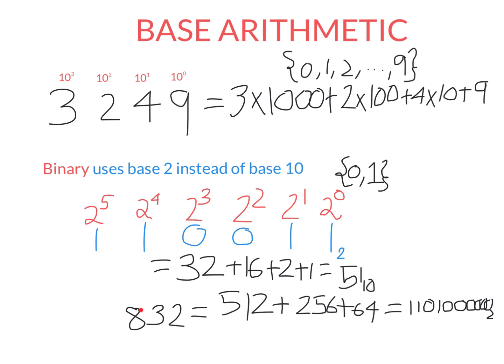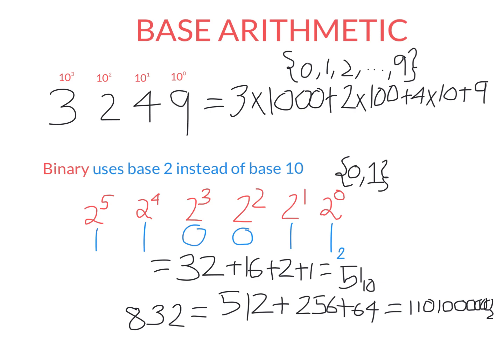So this number here, 832, is larger than 512. The highest power of 2 less than 832 is 2 to the power of 9. So this has 10 digits. Just as in our normal base 10, a number that's between 10 to the power of 15 and 10 to the power of 16 would have 16 digits.